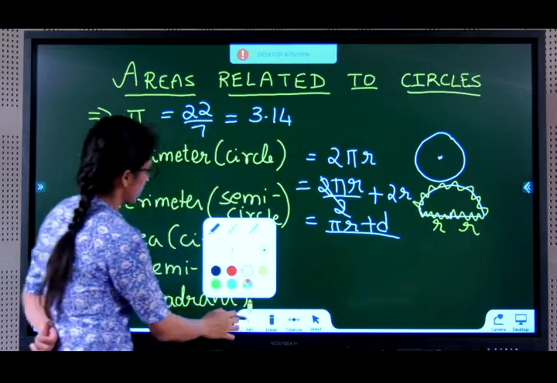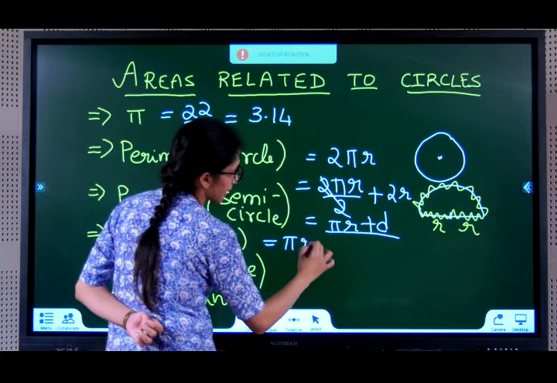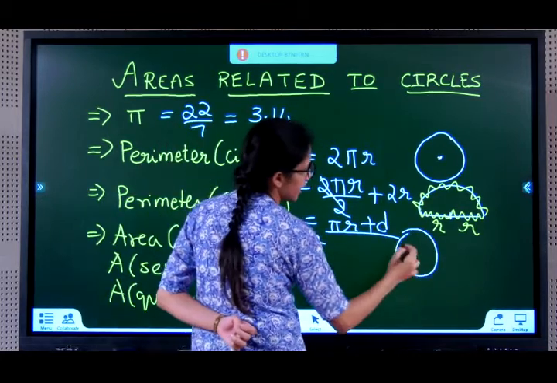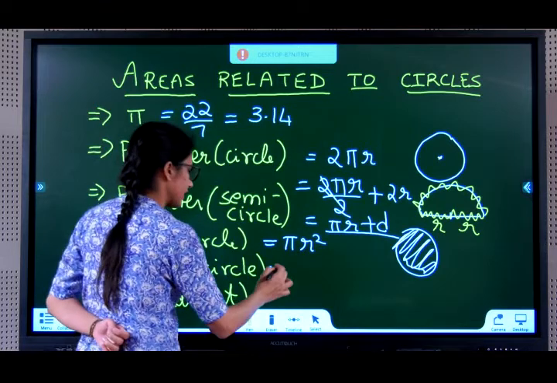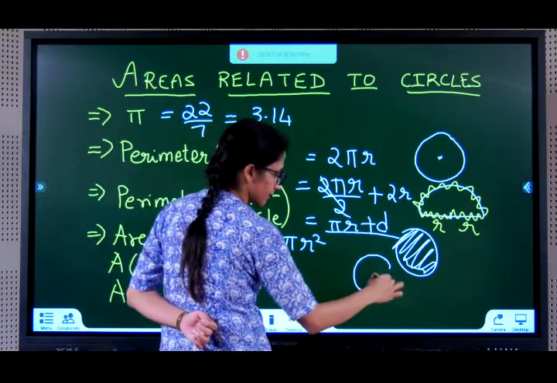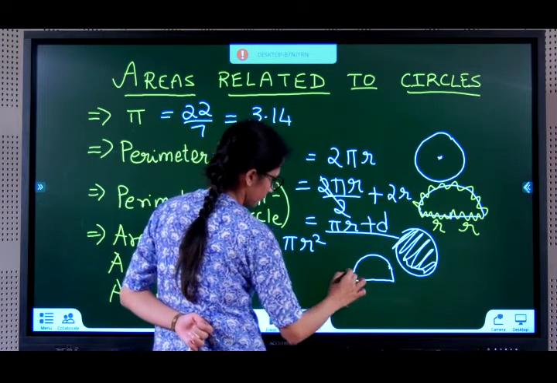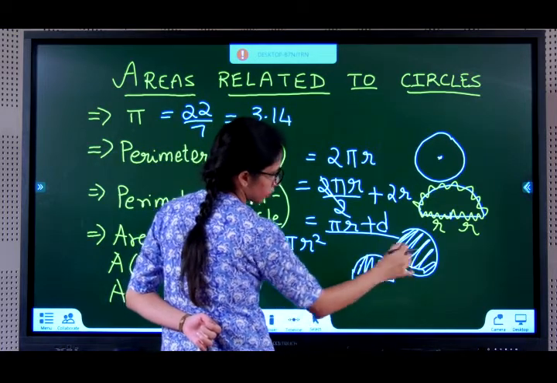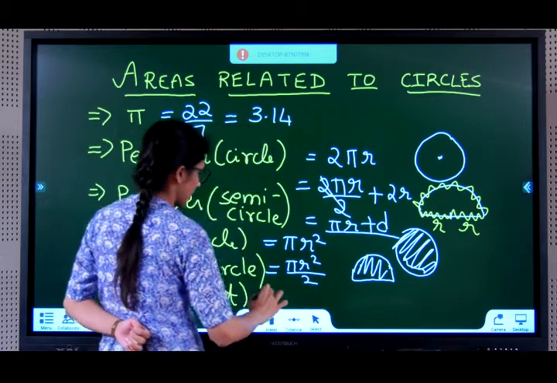Now, area of a circle. We all know area of a circle is pi r square. So, if this is my circle, area of a circle means you are painting this whole circle. So, area of semicircle, you have a circle, now it is semi. You are painting this part. So, it is half of this. So, pi r square by 2.